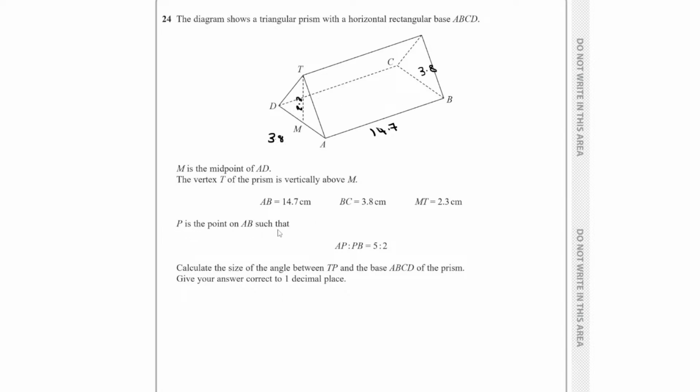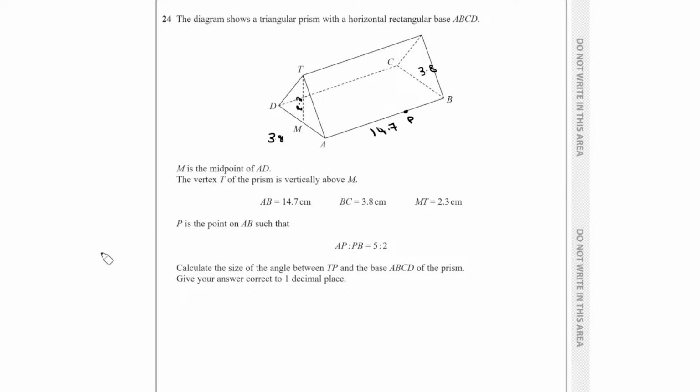P is the point on AB such that AP to PB is 5 to 2. So I'm just going to roughly draw that on. So like it's probably somewhere over here, isn't it? That's P. Okay. Calculate the size of the angle between TP, so draw TP, and the base ABCD. So if you draw TP, draw any lines you feel like are helpful. You can always annotate it, it's fine.